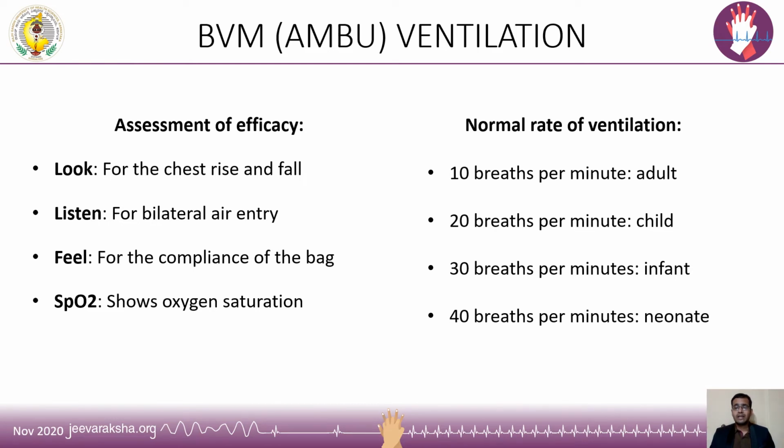So what are the normal rates of ventilation? In adults, it is recommended to be around 10 breaths per minute. In children, it is 20 breaths per minute. In infants, it is 30 breaths per minute, and in neonates, it's 40 breaths per minute.